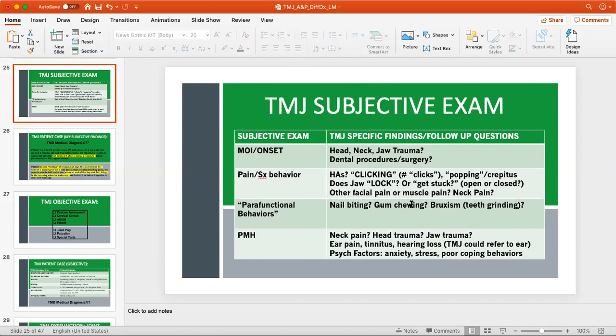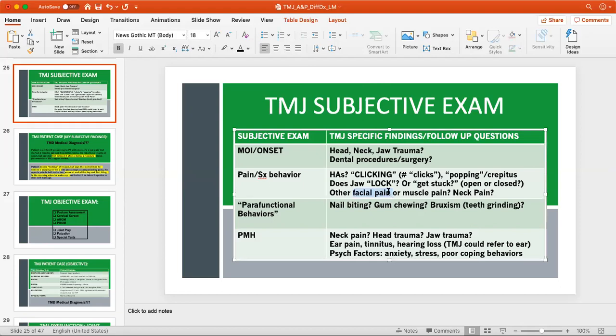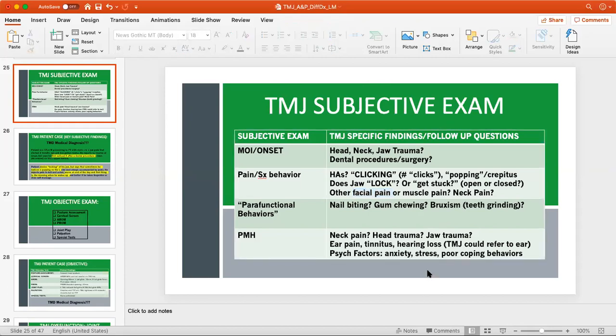Okay, and then other facial pain or muscle pain. So we talked about the different types of muscle diagnoses within DC/TMD, and so facial pain, the presence of neck pain or pain in other muscles of the face is an important finding. Neck pain also, like we saw, posture of the neck is intimately related, but also these diagnoses of muscle pain in the TMD or TMJ dysfunction could be related to that neck pain. So that's a follow-up question we want to ask.